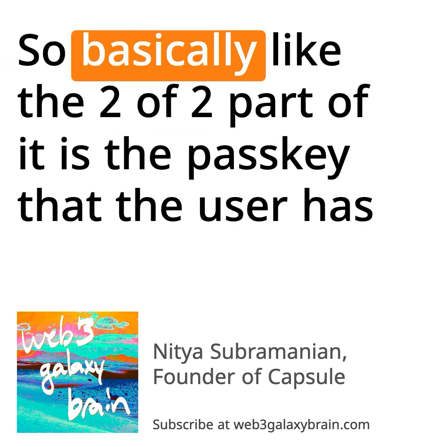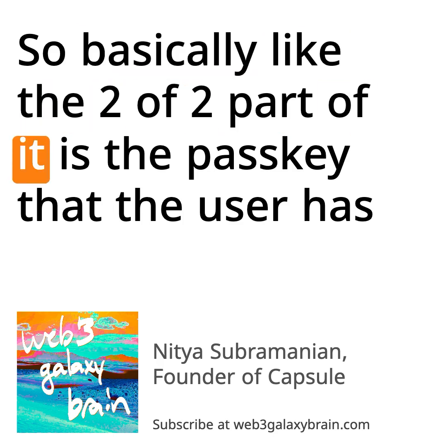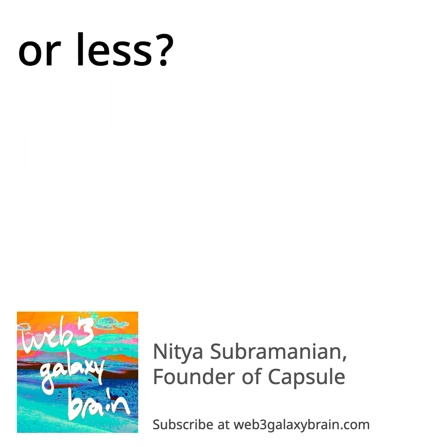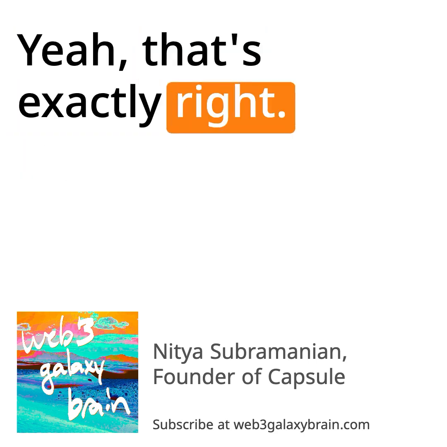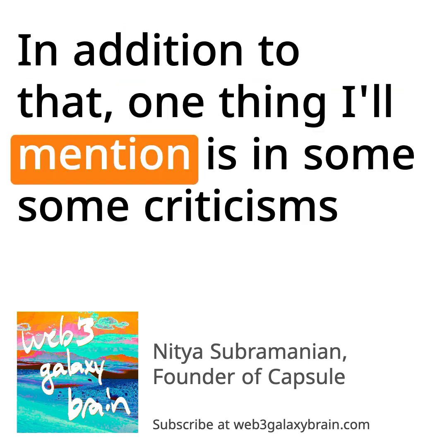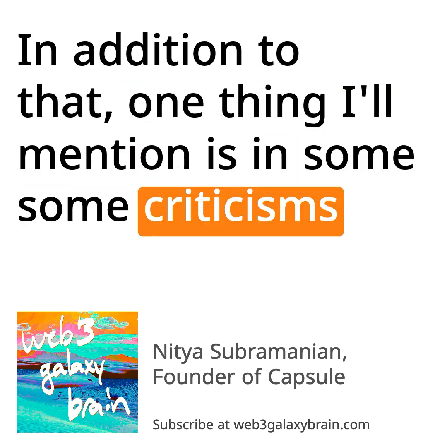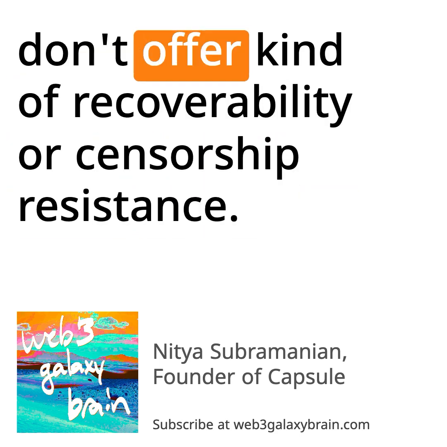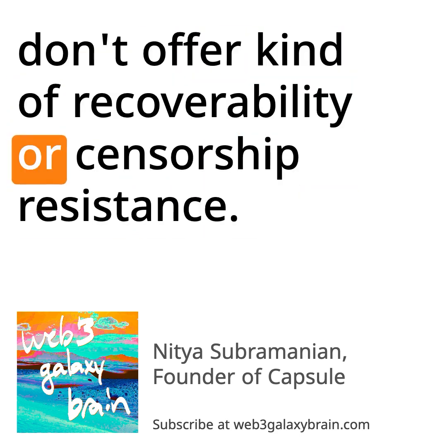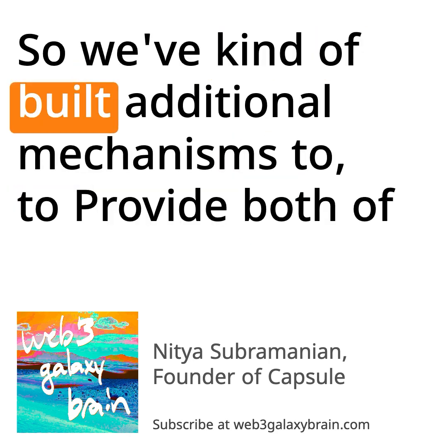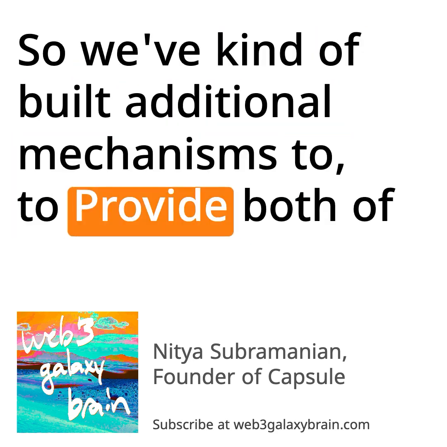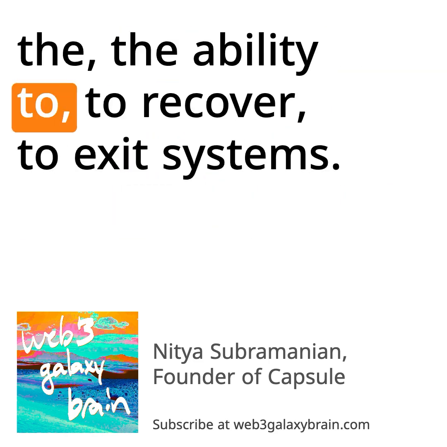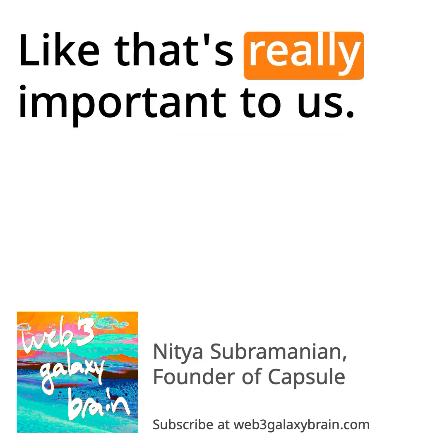Got it. So basically, the two of two, part of it is the passkey that the user has created, and part of it stays with Capsule, more or less? Yeah, that's exactly right. In addition to that, one thing I'll mention is that some criticisms of two of two MPC schemes can be that in some cases they don't offer recoverability or censorship resistance. So we've built additional mechanisms to provide both of those capabilities, because the ability to recover and to exit systems is really important to us.